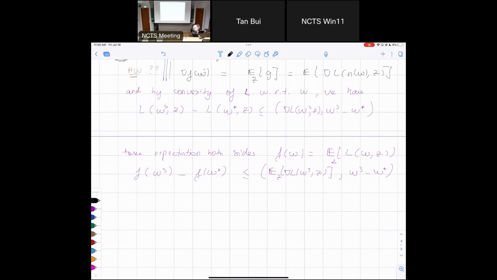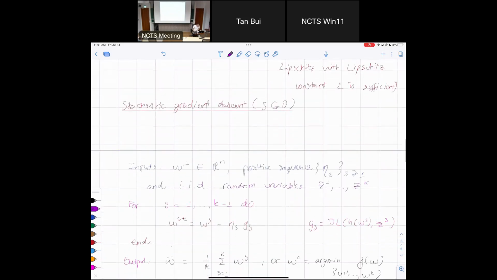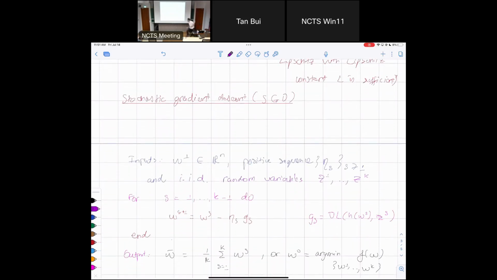This is our definition, G of S, so it's the expectation of G_S. But G_S, by stochastic gradient descent, let's go up here in the iterations. Where is that? G_S is equal to W_S minus W_{S+1} divided by eta_S.